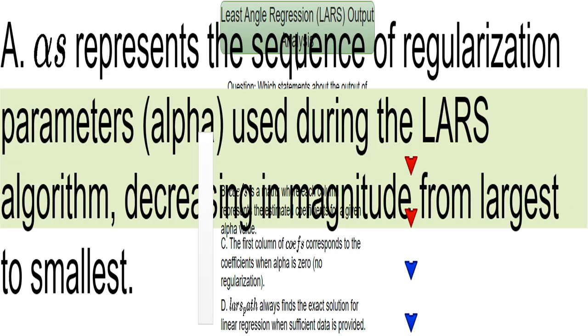The *alphas* output is a list of regularization strengths used during the LARS process. Think of each alpha as a dial controlling how much we're penalizing the model for complexity. A high alpha means we are heavily penalizing complexity, resulting in a simpler model. We start with a high alpha and gradually decrease it, allowing the model to become more complex as we proceed. It's like gradually turning down the complexity dial.